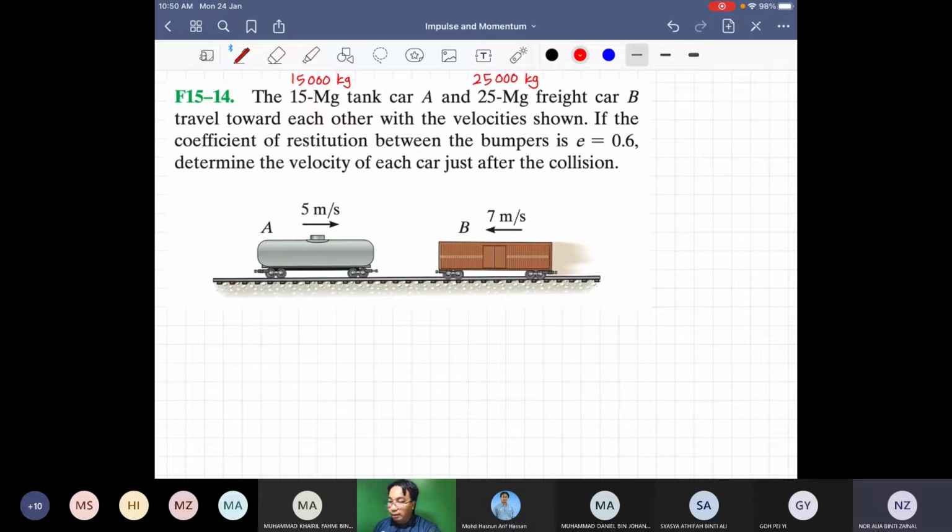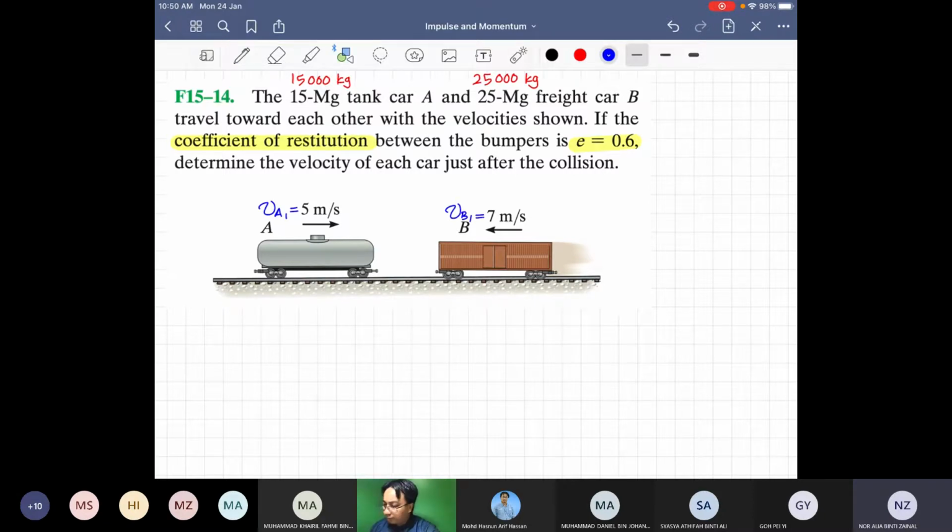Travel towards each other with the velocities shown. So car A is moving to the right with 5 meter per second, whereas car B is traveling to the left with 7 meter per second. And then it says here, if the coefficient of restitution e equals 0.6, determine the velocity of each car just after the collision. So what do we have here is VA1 sama dengan 5 meter per second, and VB1 sama dengan 7 meter per second.